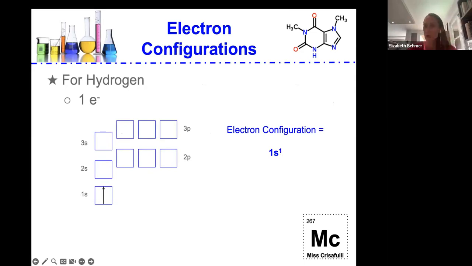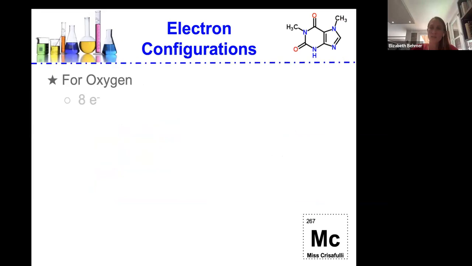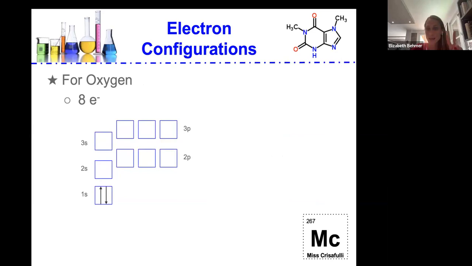The sum of the superscripts in the electron configuration will always be the number of electrons in that atom. So we always want the superscripts to add up to the number of electrons in that atom. So we start by filling out the orbitals. Up and down for the 1s, that's 2 electrons. Up and down for the 2s, that's 4.